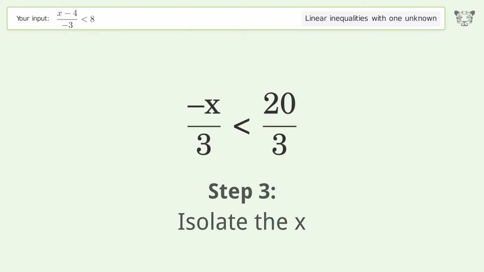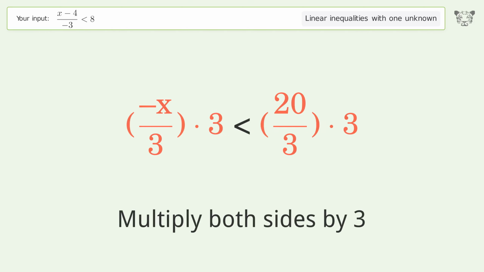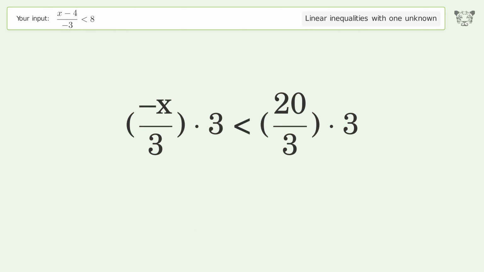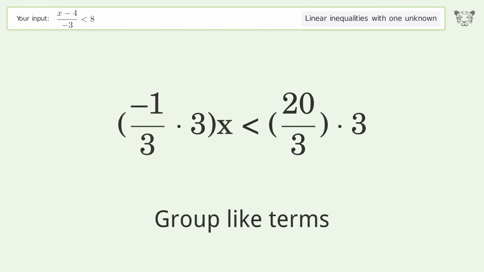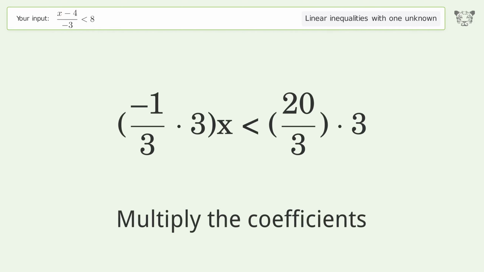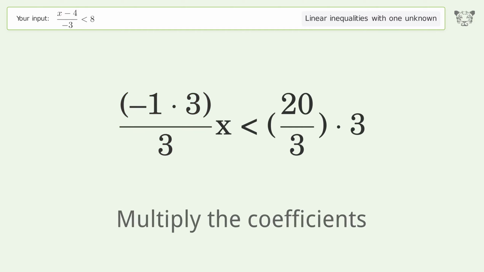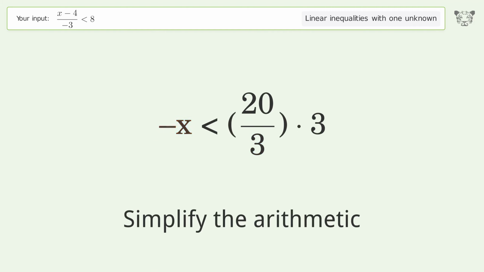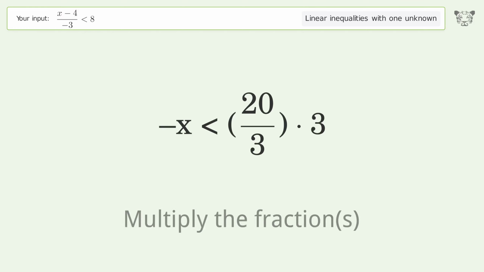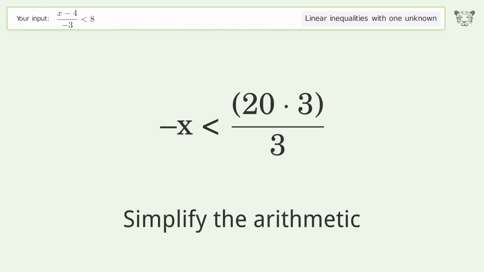Isolate the x. Multiply both sides by 3. Group like terms. Multiply the coefficients. Simplify the arithmetic. Multiply the fractions. Simplify the arithmetic.